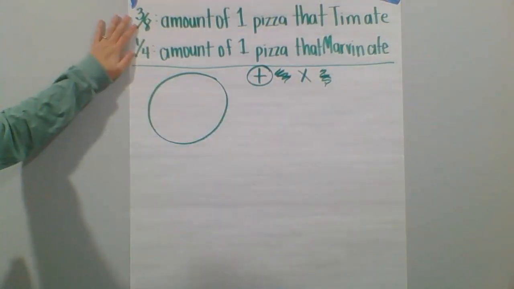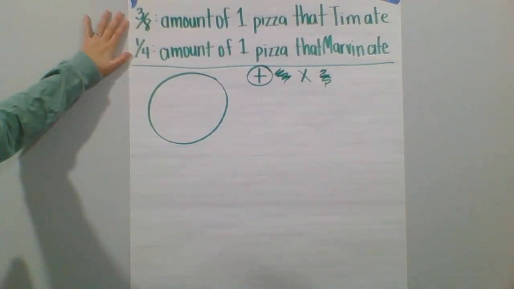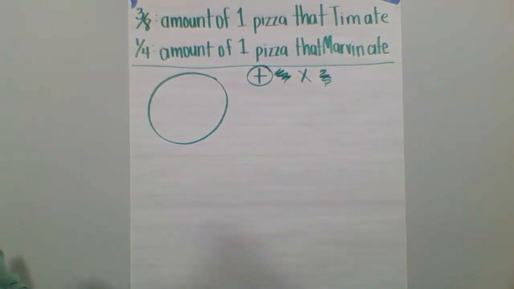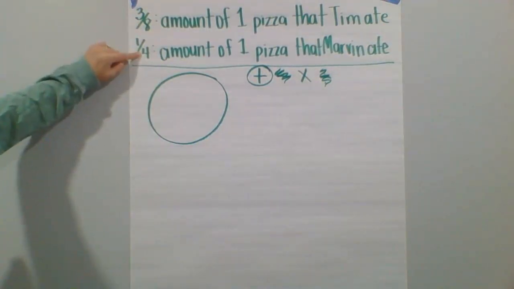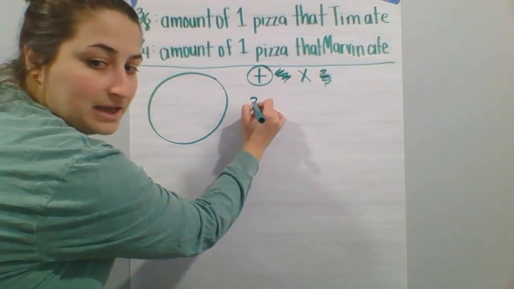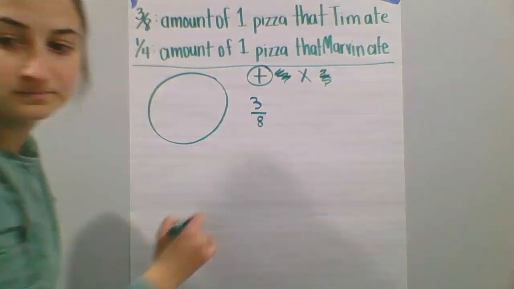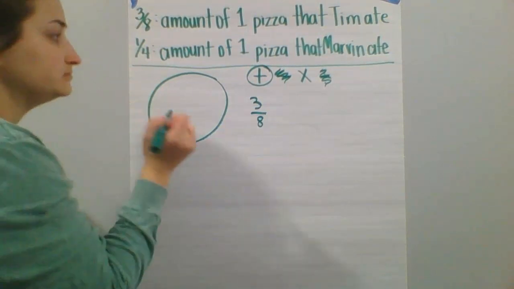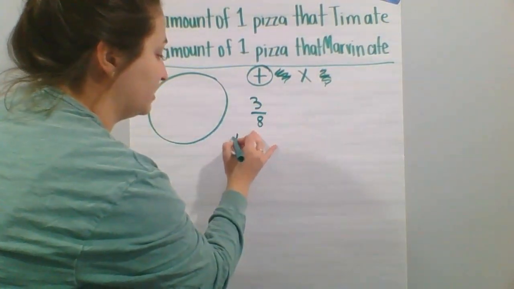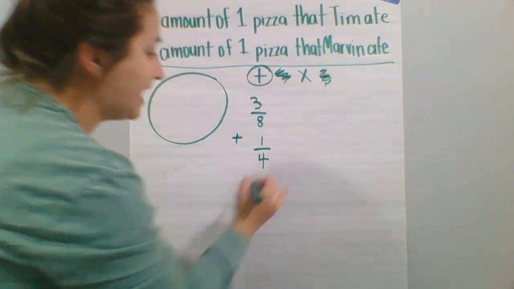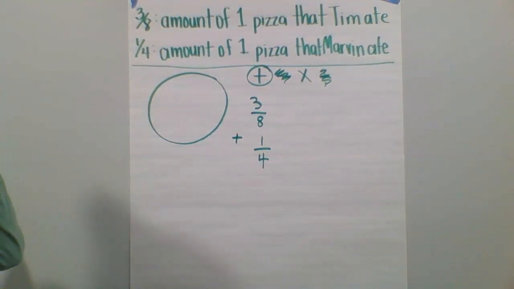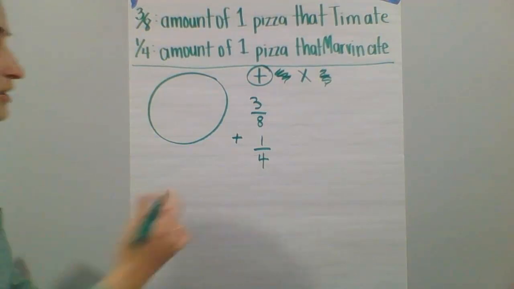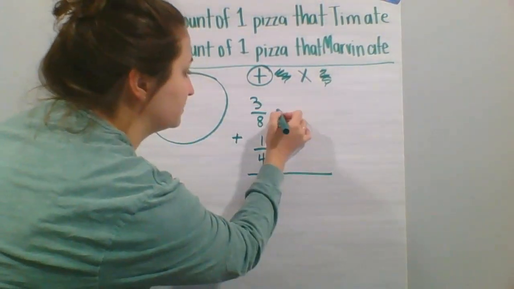But we know when we're adding together fractions, you have to have a common denominator. So with our common denominator, we're going to be taking 3/8 and 1/4, and we are going to be adding those together. And I like to stack them when I add them because it helps me organize my thinking and organize my thoughts, and it keeps things a little bit more organized.